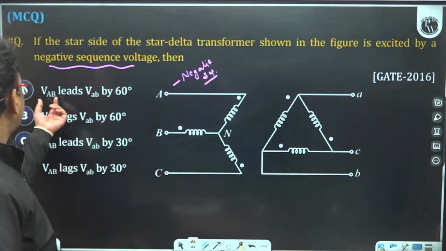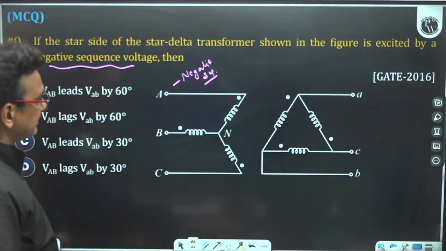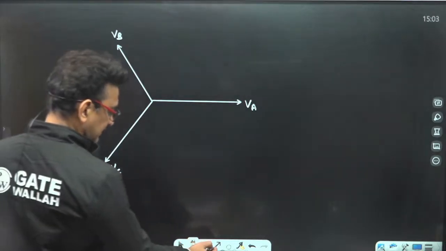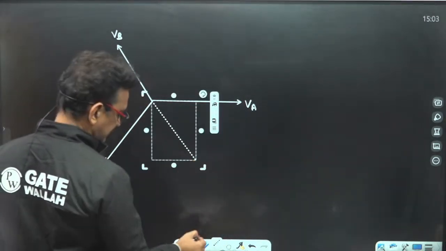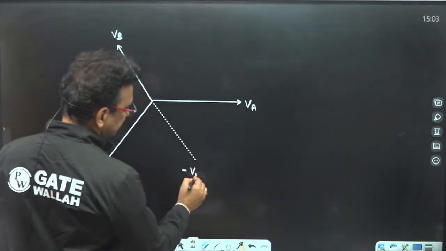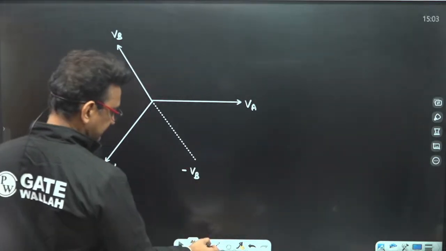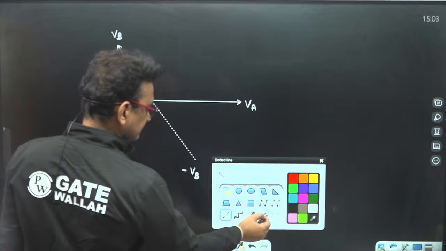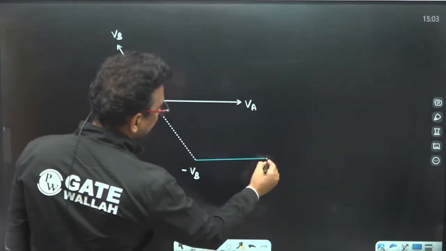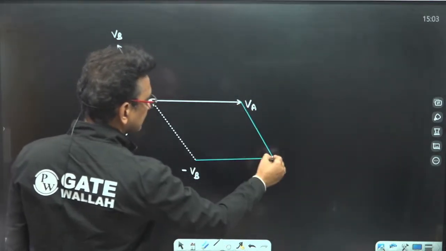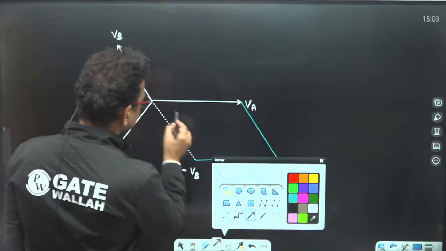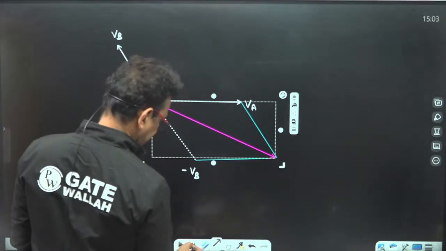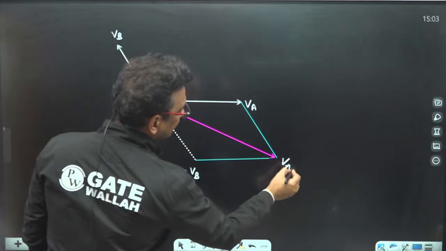Now we have to find out the VAB and small VAB. VAB: if I subtract VB from VA, that means if I add VA and minus VB, you will get the VAB. So this is the VAB.